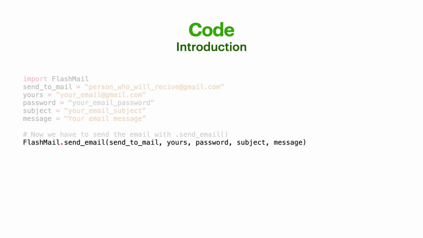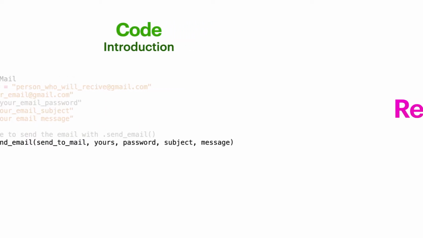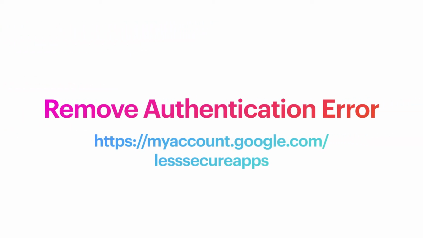If you run this code and you check the email of the person who should have received it, and they do not get the email, there's an authentication error in your code. This is common if you're doing this for the first time, and you have to remove this authentication error. To do this, you have to go to myaccount.google.com/lesssecureapps and just enable that to be true for FlashMail to access your Google account to send to the send-to-email variable.